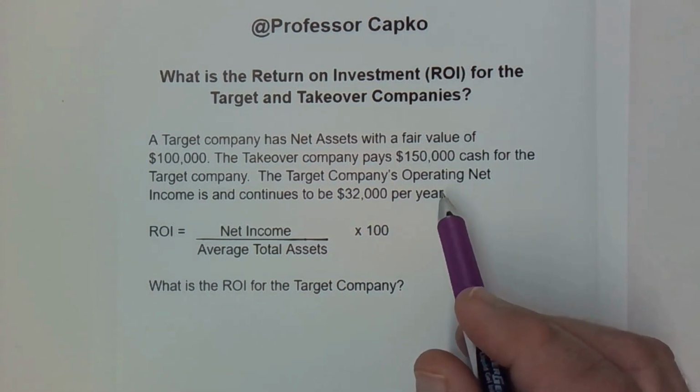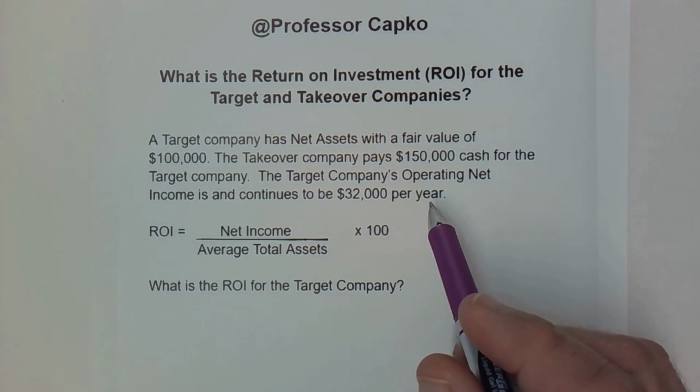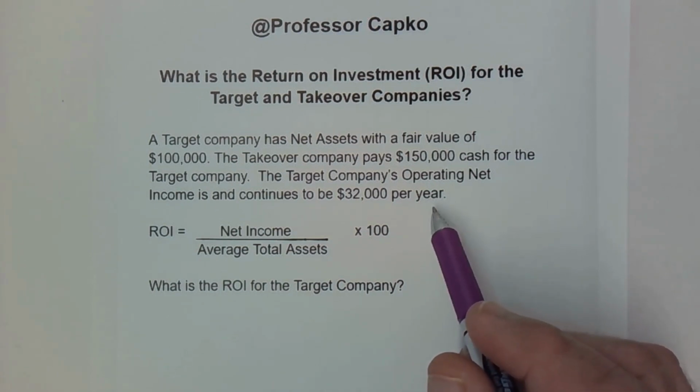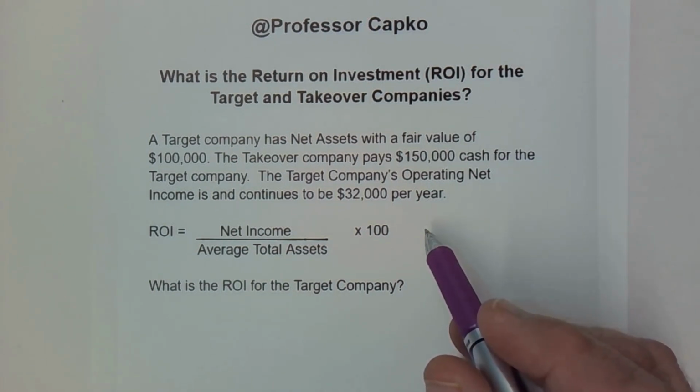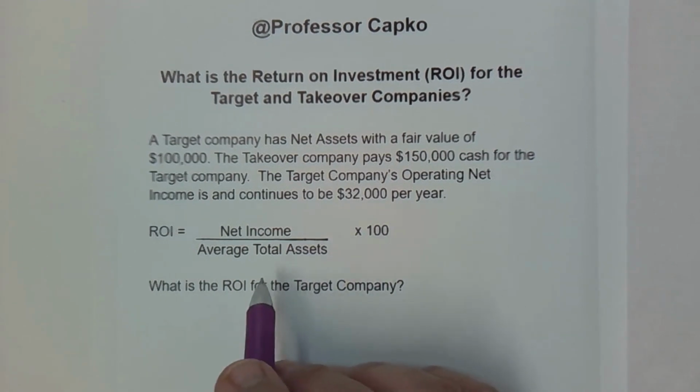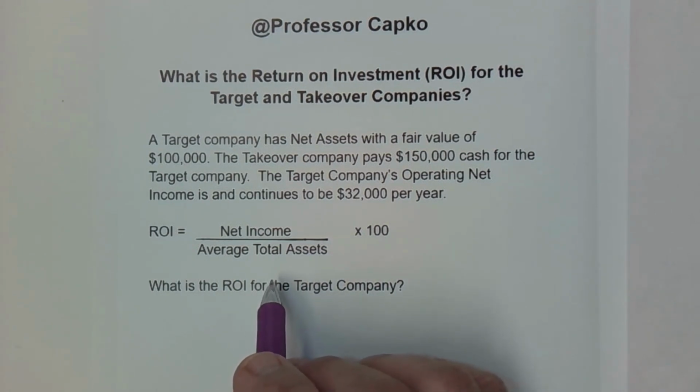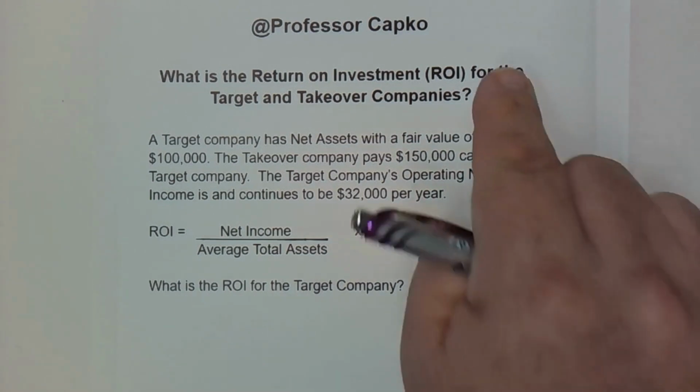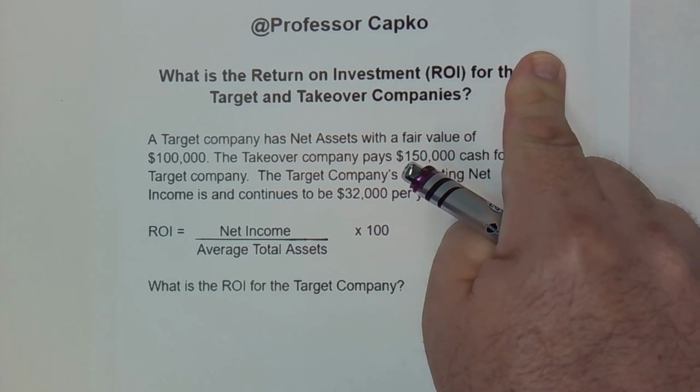I have done an earlier video where one company was taking over another company. They paid more than the fair value of the net assets, and that additional amount paid was considered goodwill, and that was capitalized in an asset called goodwill. If you missed that video, you may want to start with it. I've linked it up here.